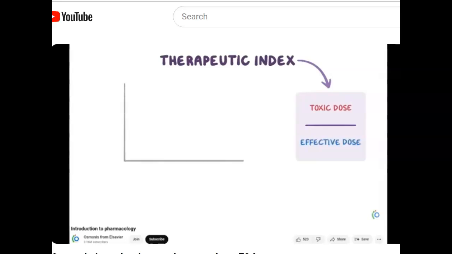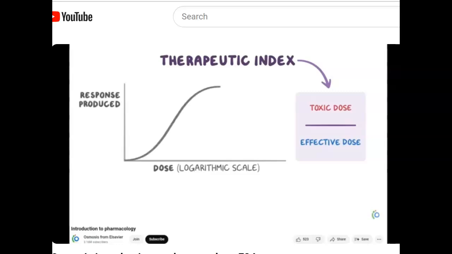We can illustrate this using a nice graph that shows the relationship between the amount of a medication given, also known as dose, on the x-axis, usually on a logarithmic scale, with the response produced on the y-axis. What we get is an S-shaped curve called the dose-response curve.